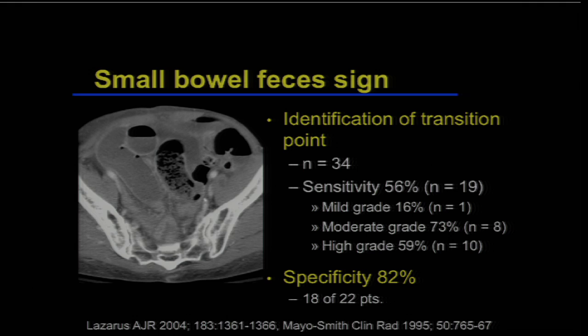So the small bowel feces sign was initially described by Bill Mayo Smith, and was subsequently confirmed by many other papers. And it's more common in moderate and high-grade obstructions than it is in mild-grade obstructions, with a fairly good specificity for the transition point, around 82%.